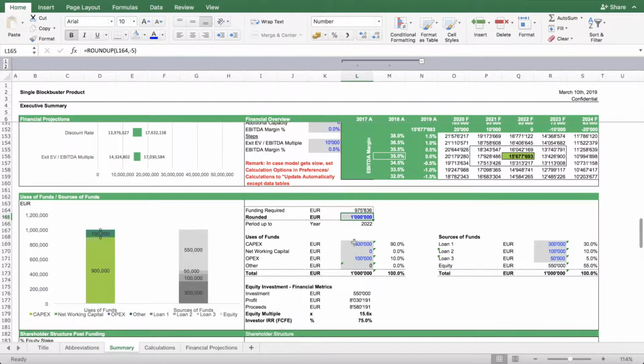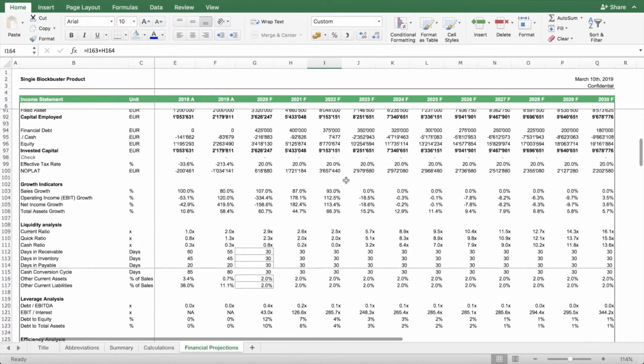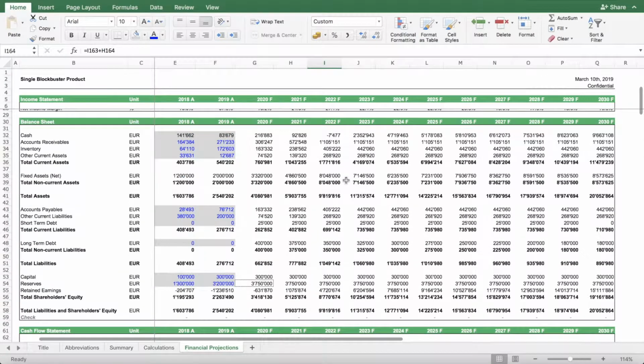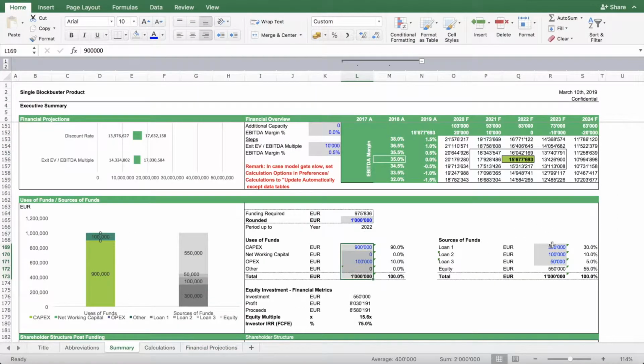Once we know how much funding is needed, we have another look at our financial projections, and what we want to make sure is that our cash position doesn't get negative. You see here it's slightly the case. The reason is we have here some debt financing and this costs us some interest. So this can be the case.